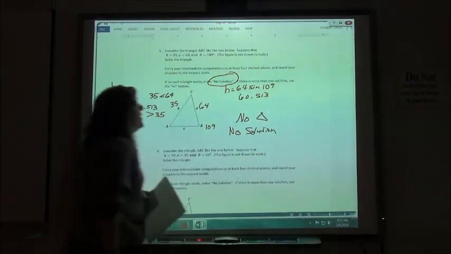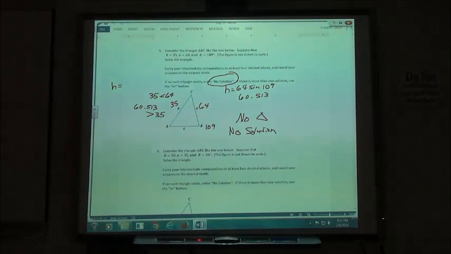Hey, that was a quick one because it followed the test. If I follow my test, I'm not going to have any triangles that work, so I have no solution.